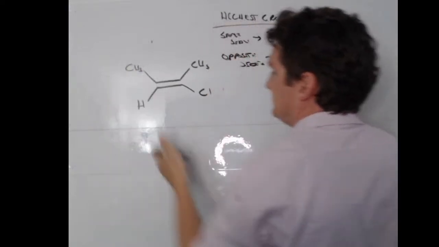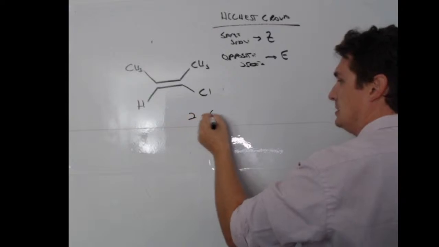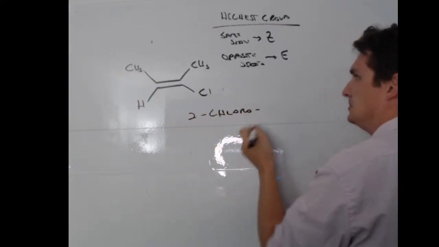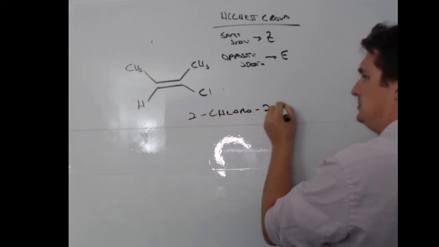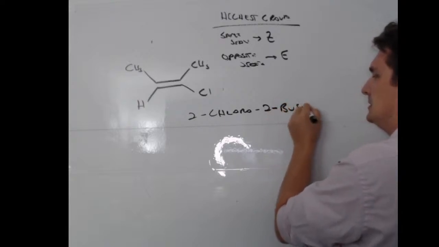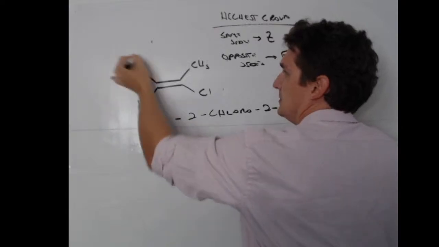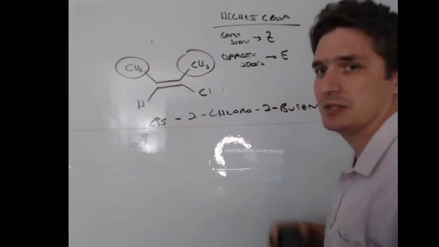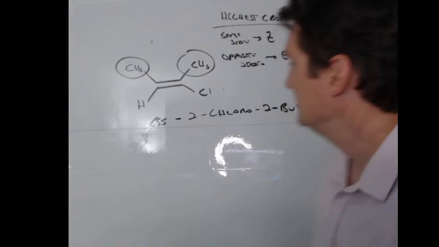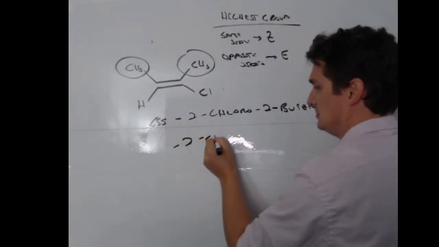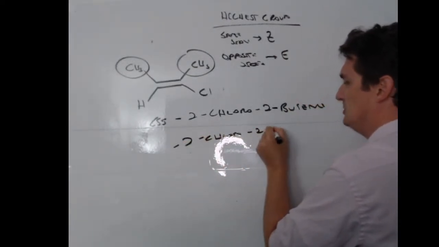All right, this will work. So this is your 2-chloro-2-butene, and this is going to be cis. So the cis here, we have two CH3 groups, so they are the ones that are cis relative to each other. Now, still got the 2-chloro-2-butene.